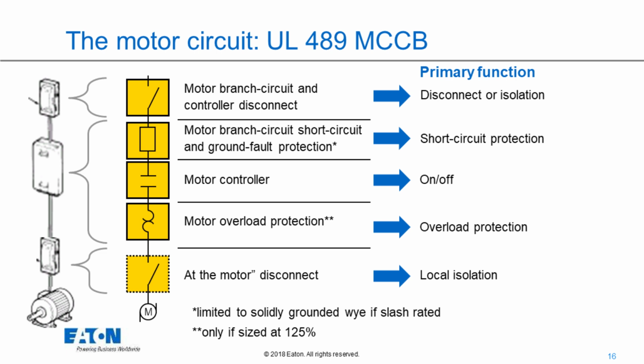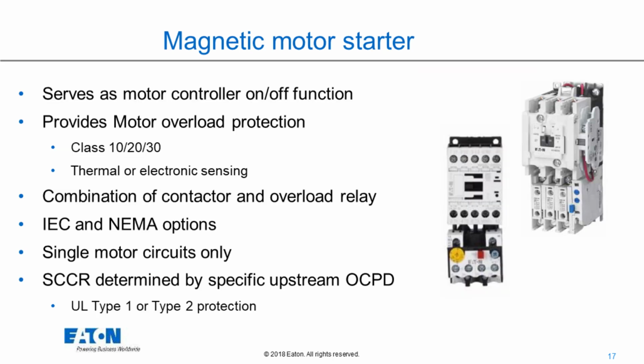Here's the motor circuit for the UL 489 molded case circuit breakers. Provides motor branch circuit and controller disconnect, motor branch circuit short circuit and ground fault protection, motor controller on-off, motor overload protection if sized at 125%, and can be used as the motor disconnect.